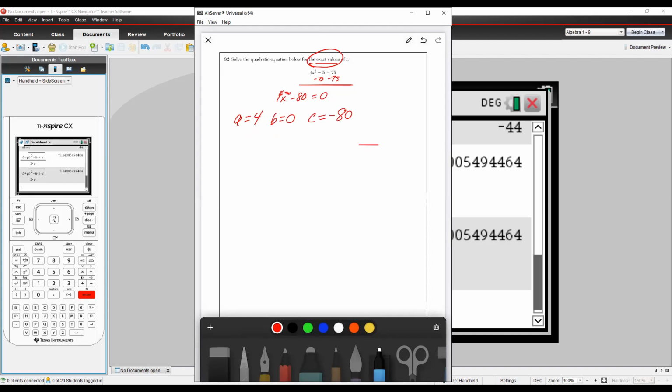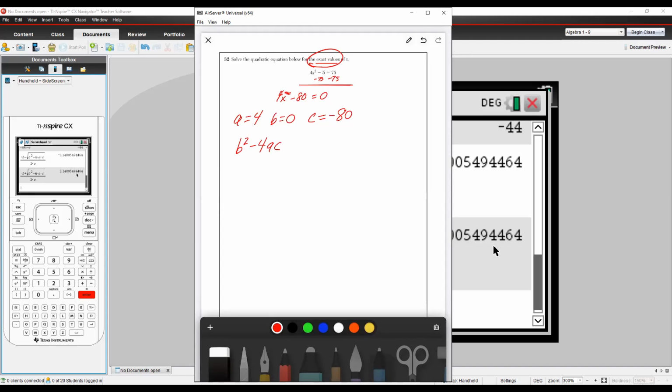Now that we've got these, we're going to look at this part, b squared minus 4ac. Now, if this is a perfect square, we're good to go. We'll just use the calculator. But if it's not a perfect square, we've got to leave that number as a square root because it's going to be irrational and we don't want any decimals. So if that doesn't make sense, just watch what I do.